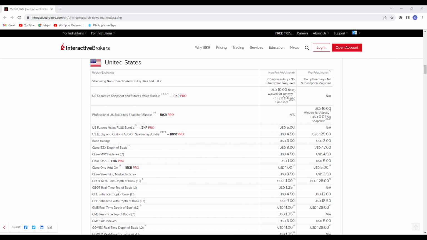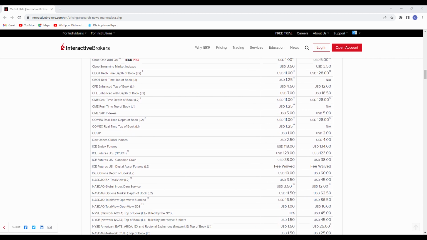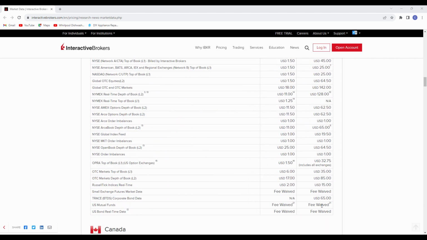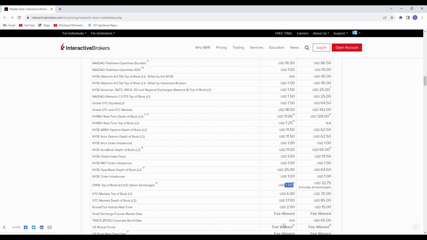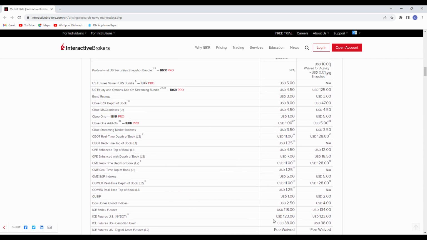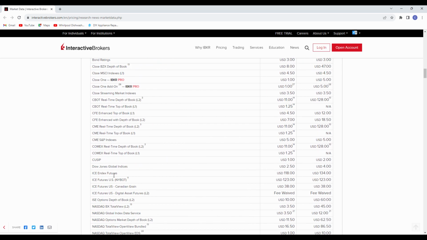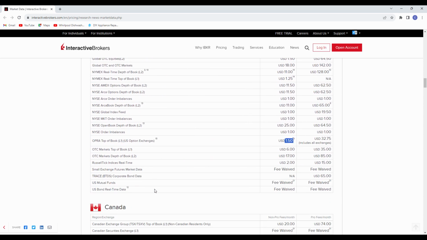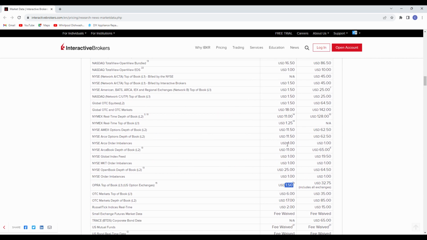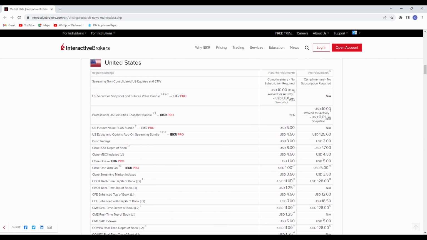You can get other add-on items. If you want bond ratings, it's $3 for either one. On down the list it goes. If you just wanted option quotes as a trading professional, so not stock quotes, just the options, you can get those for $32.75 per month. On the individual side, you could also get that same bundle for $1.50 per month. So there are costs, but Interactive Brokers has almost everything imaginable available to you as a quote. Some of it is free, some of it you would pay for, and depending on whether you're a professional or a non-professional, there are different costs associated with that.